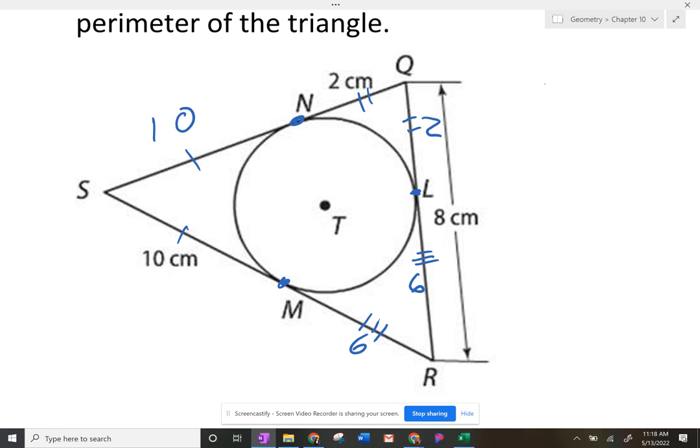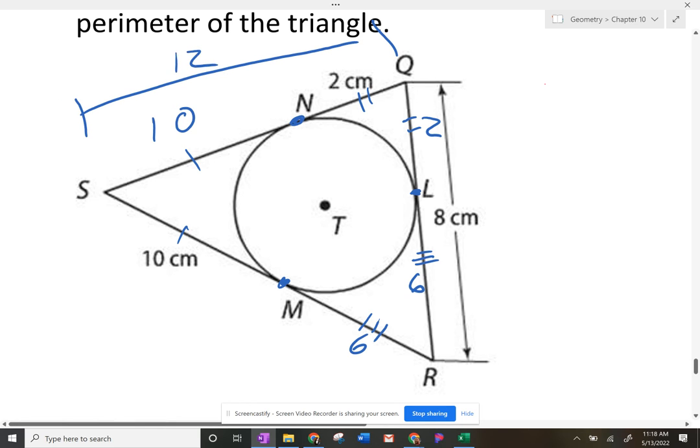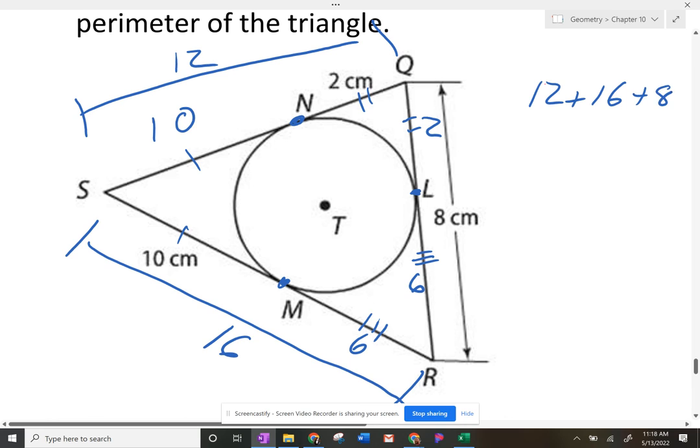So to figure out the perimeter, before you add every single one of those together, I'm going to combine a couple of those numbers just so I only have to add 3 of them. So between S and Q, that's going to be 12. Between S and R, I'm going to add that 10 plus the 6, that's 16. So to get that full perimeter, I'm going to have the 12 plus the 16 plus the 8, which tells me the perimeter of that whole entire triangle is going to be 36. Make sense on how we got there?